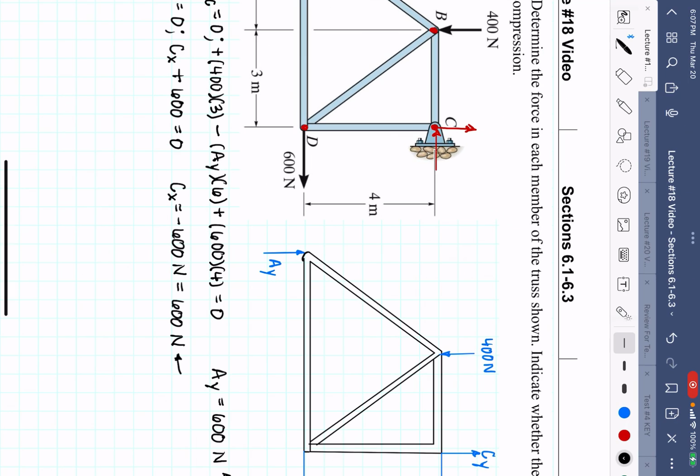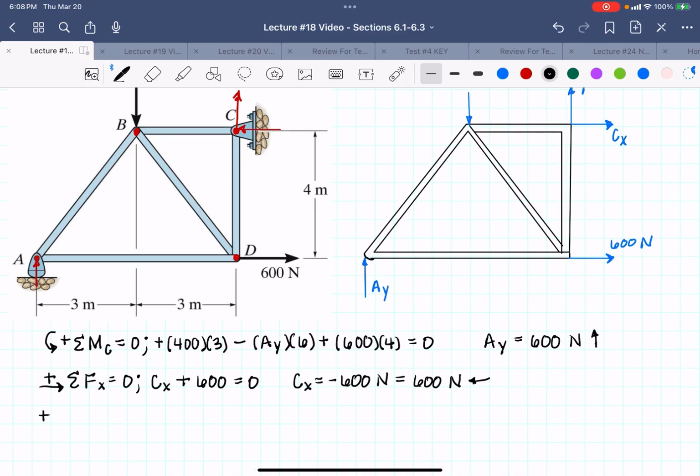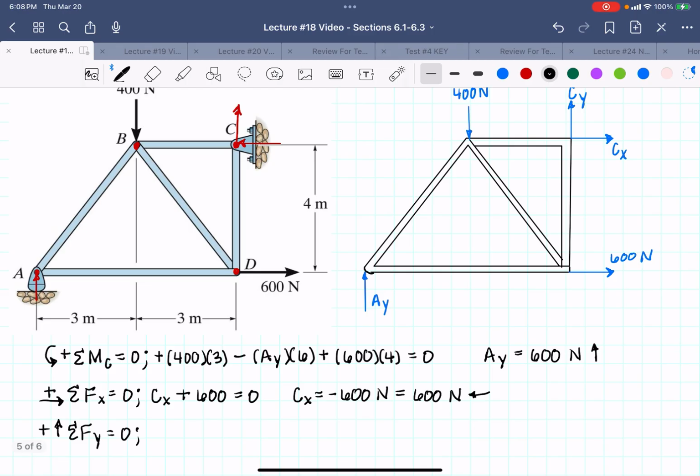All right, my last equation is to sum my forces in the Y direction, equals 0. In my Y direction, I've got A of Y, which I don't know yet. Oh no, I do know A of Y, whoops. I've got A of Y, which I know is 600 newtons going up, so it's plus 600 newtons. I've got the 400 newtons going down, minus 400. I've got C of Y that I assumed to be up, so plus C of Y.